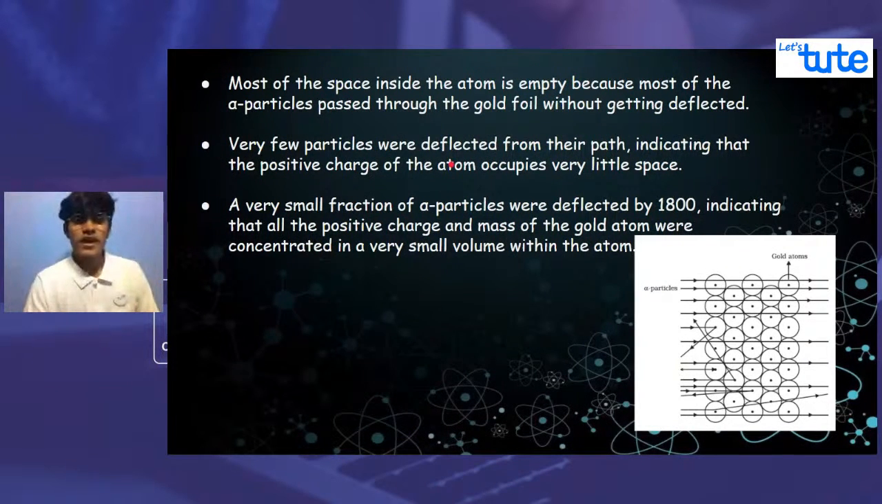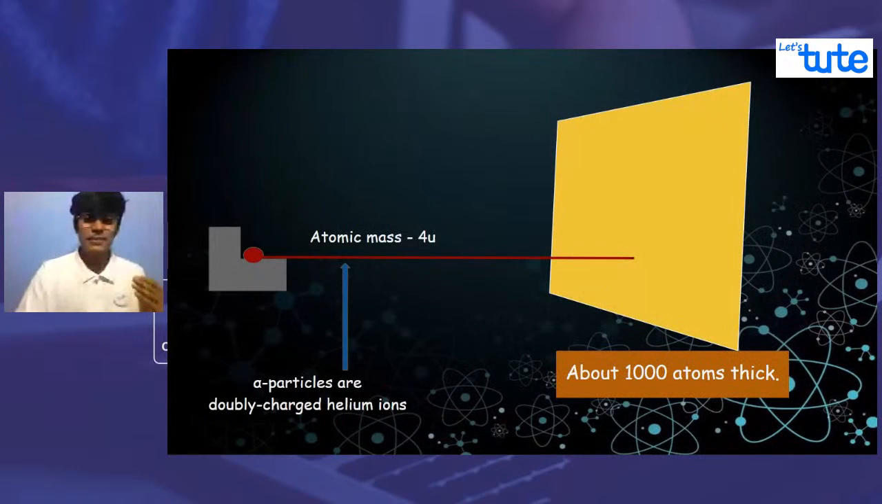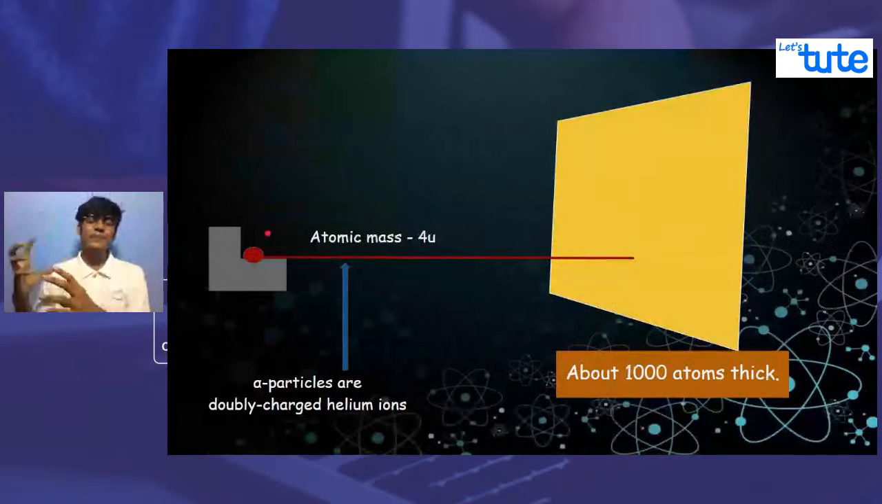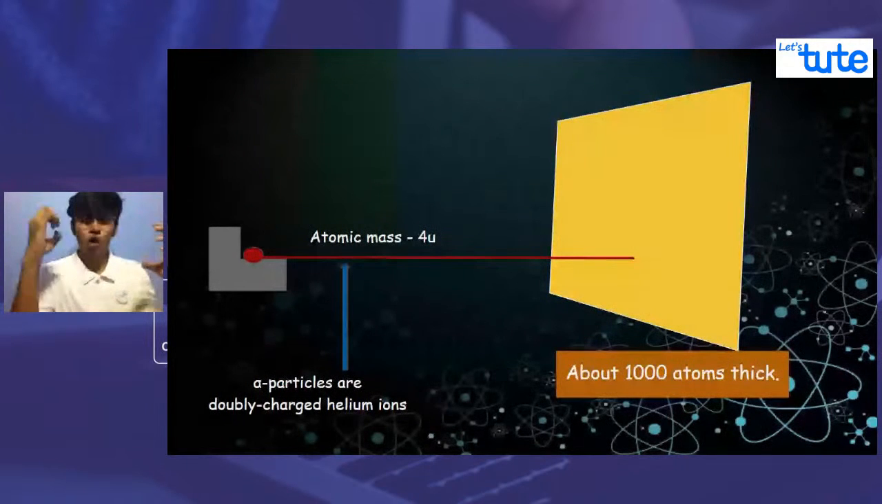Okay, so let's try to understand this whole experiment once again, because it's quite a heavy experiment, but it's actually very simple. So what did Rutherford do? Rutherford took a gold foil and he used alpha particles to bombard the gold foil. Now the alpha particles actually are positively charged. So what happens when positively charged particles come near a proton? Protons are also positively charged.